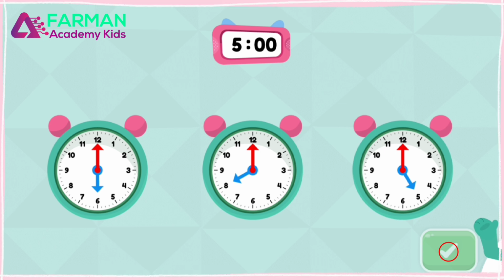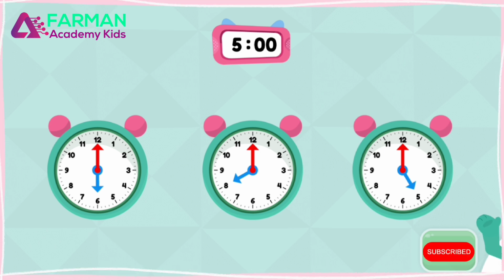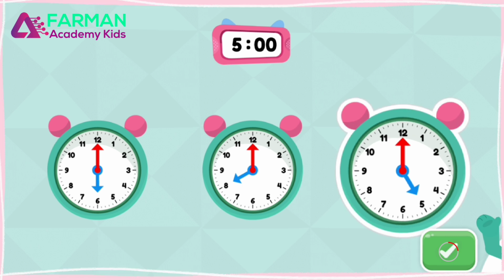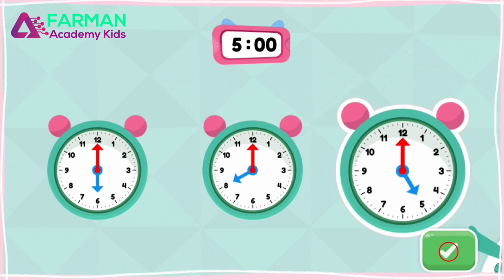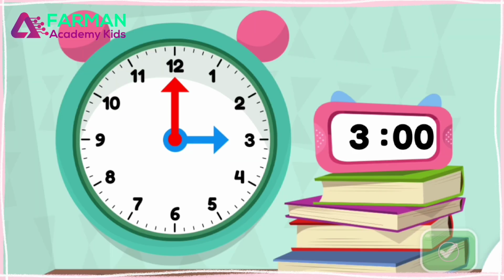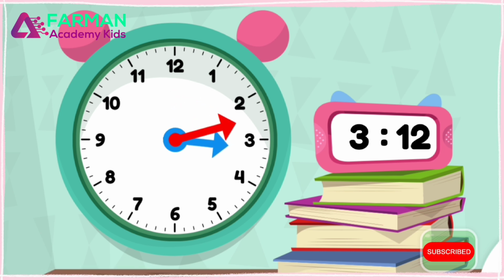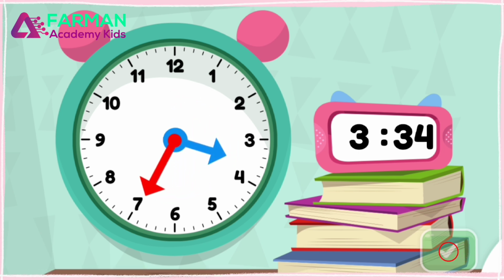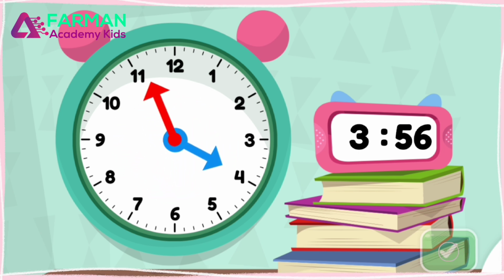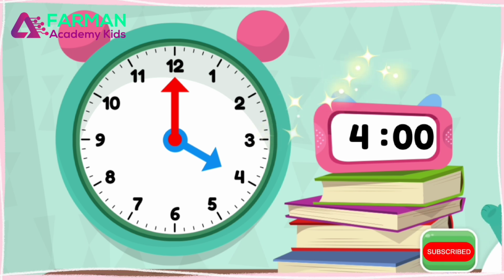Tap the green clock that says the same time as the pink clock. Sweet! You made the clock show 5 o'clock. Move the minute hand on the round clock to show 4 o'clock. Sweet! You made the clock show 4 o'clock.